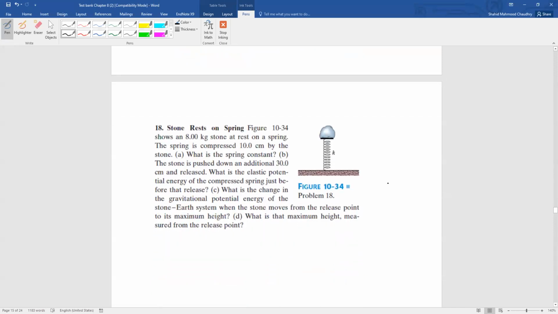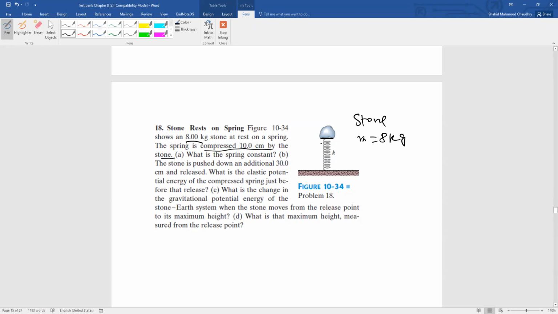So in this problem, you can see the stone rests on a spring. So this is the stone. It rests on the spring. The question is, this figure shows an 8 kg stone. Mass is 8 kg. Stone at rest on a spring. The spring is compressed 10 centimeter by the stone.